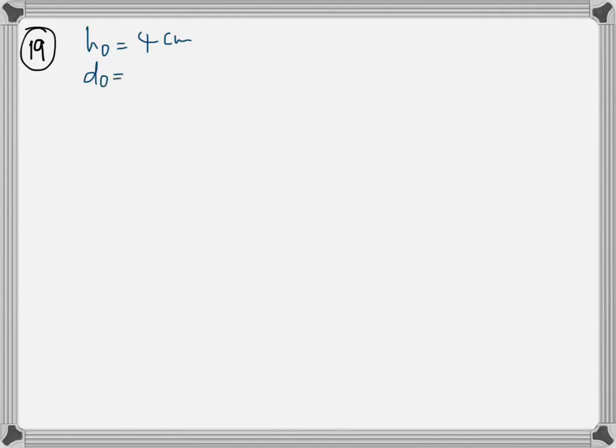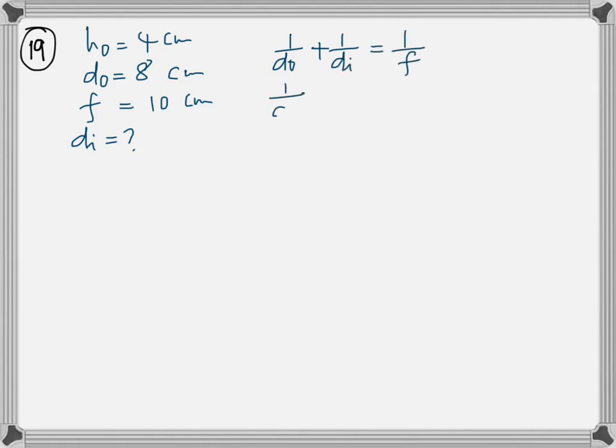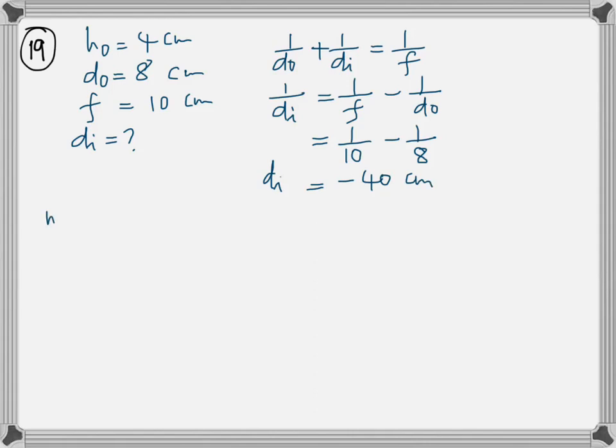Don't think you need HO here, although I wrote it. DO is 8, F is 10, positive because it's concave mirror. Find DI. Make 1 by DI the subject. Please don't forget to reverse it, because what you're getting is 1 over DI. To get DI, you have to go 1 divided by -40. That means it's a virtual image, and magnification is negative DI by DO, isn't it?